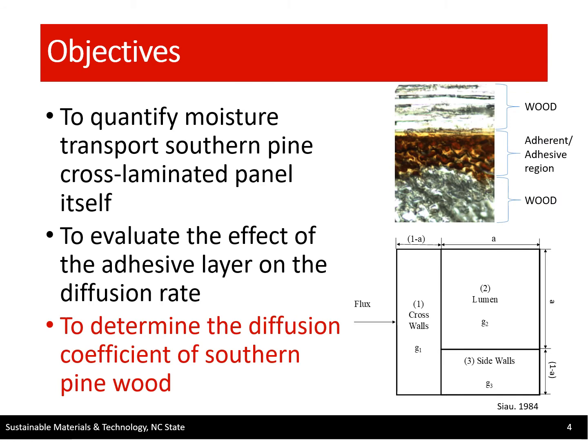A study was performed at NC State to quantify moisture transport on the cross-laminated panel itself, to evaluate the effect of the adhesive region on the diffusion rate, and to measure the diffusion coefficient of the wood component. This report details just one aspect of the bigger study, and that is the moisture transport in southern pine wood below the fiber saturation point.